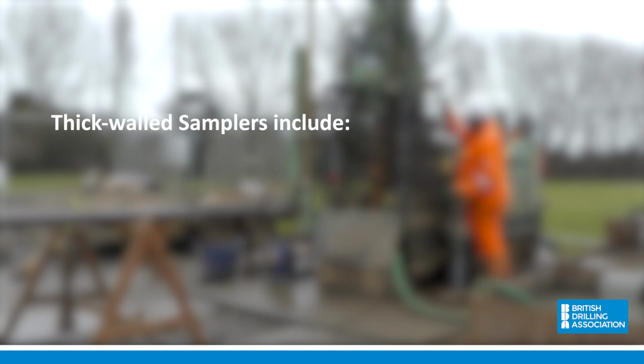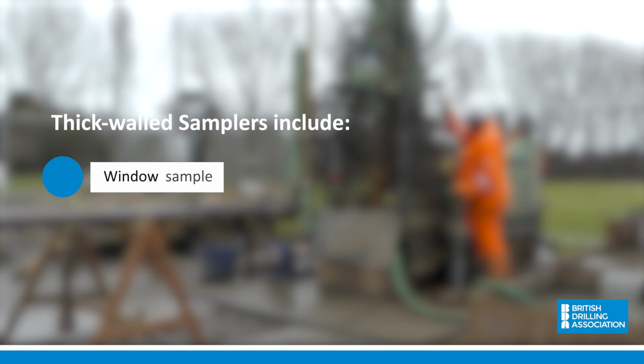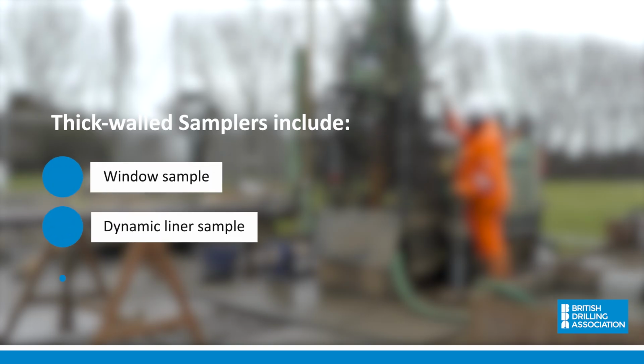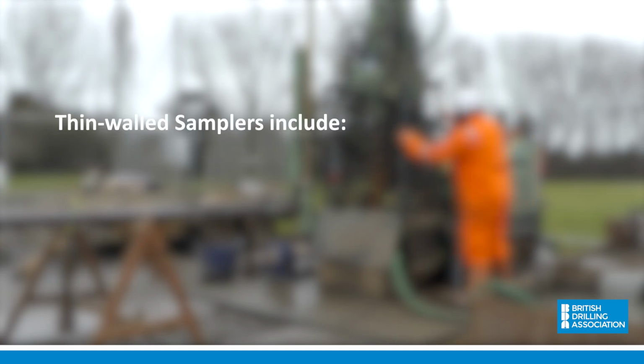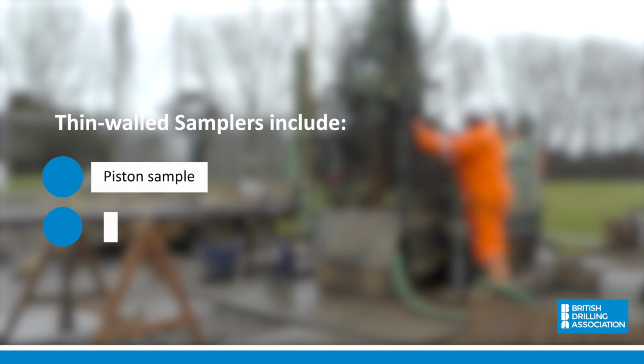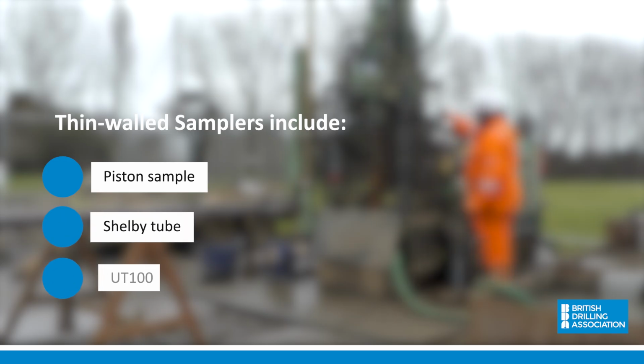Examples of thick-walled samplers include window samplers, dynamic liner samplers, and U100s. Thin-walled samplers include piston samplers, Shelby tubes, and the UT100.